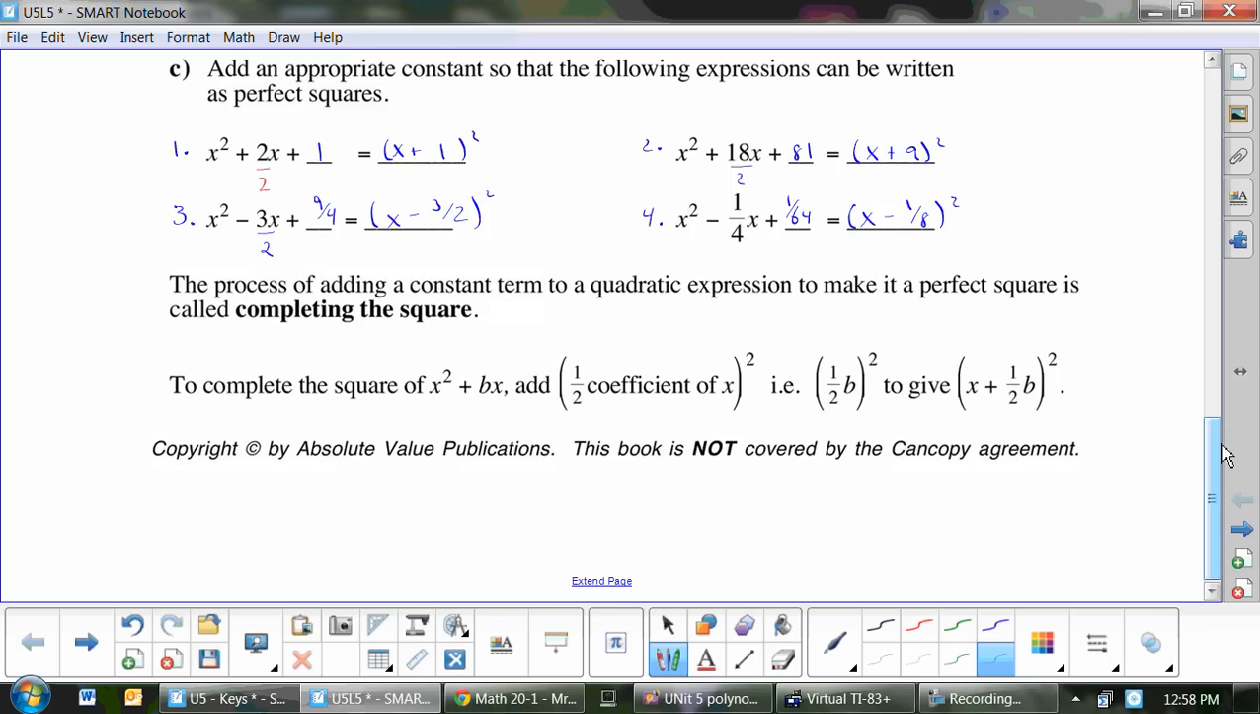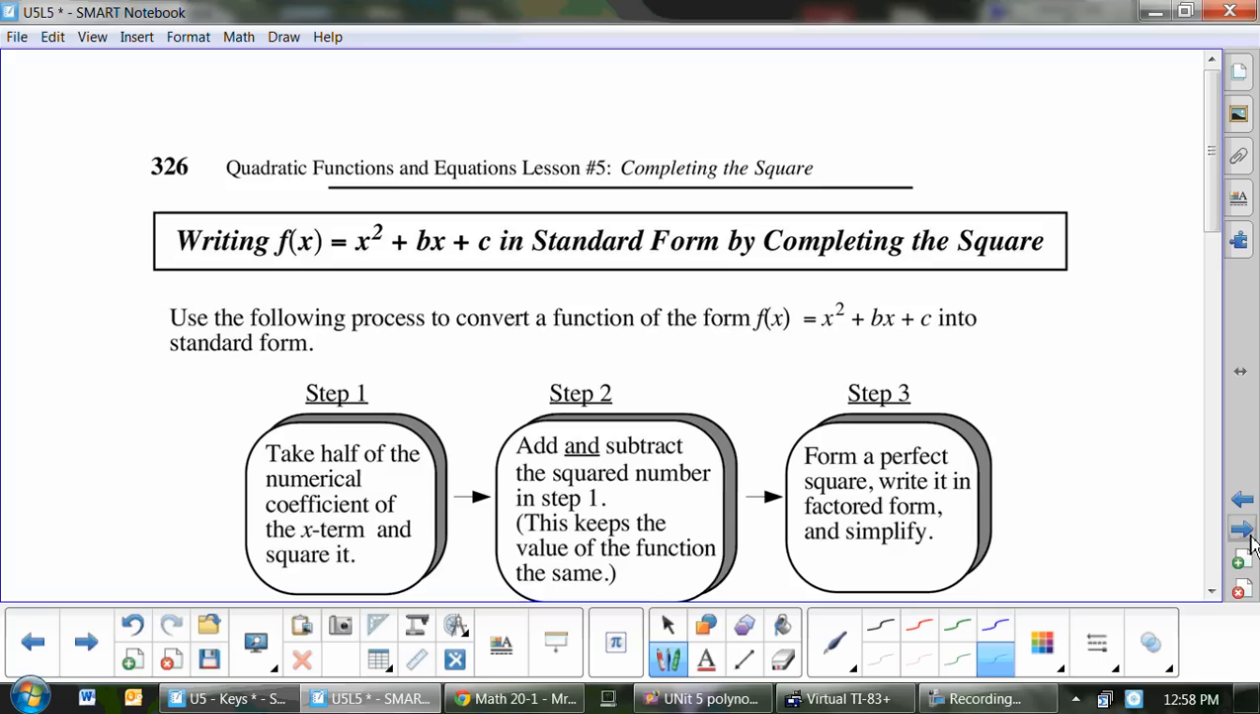So this here is notes, but it's a lot more complicated. So you go b divided by 2, and then you want to square it. Okay, so that's kind of like our key thing. And we're going to be doing lots of examples with this.